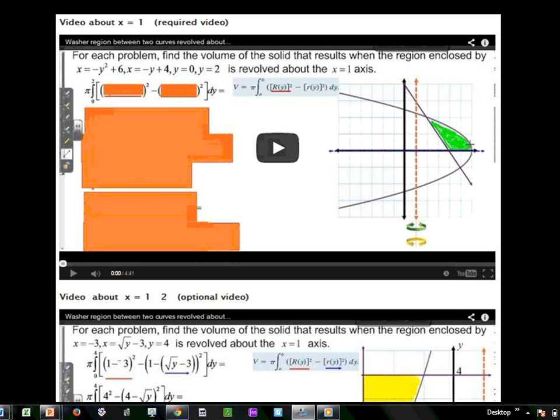Or if they felt like they understood it from the first video, they wouldn't have to watch it. But maybe they started their homework and thought, I'm not sure about this one here. So they find one of the optional videos that's very similar to their homework question. They watch that optional video and it helps them on their homework.